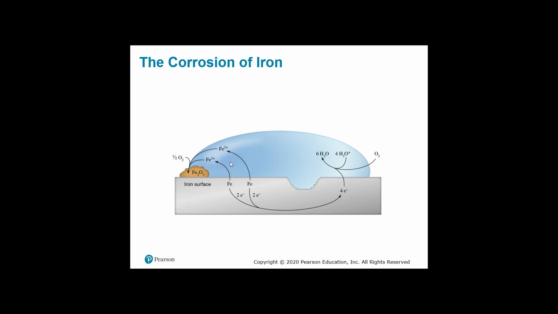The electrons released by the oxidation of the iron are conducted through the metal to a site near the edge of the water drop, where oxygen from the air is reduced by the electrons and combines with H3O+, hydronium ions, to form a water molecule. So this is the cathode portion. The site at which the iron metal is oxidized over here is the anode. This is not directly stating which is the cathode and which is the anode, but it causes a small pit to form on the surface of the iron.